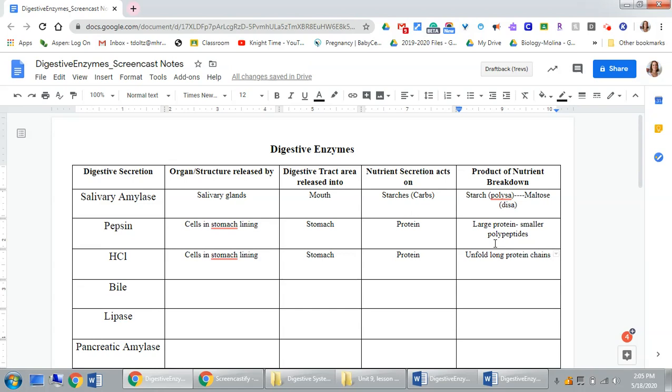We're not all the way down to the building block of a protein yet, which I hope you know what that is, the building block of a protein. We'll get to it in a little while.